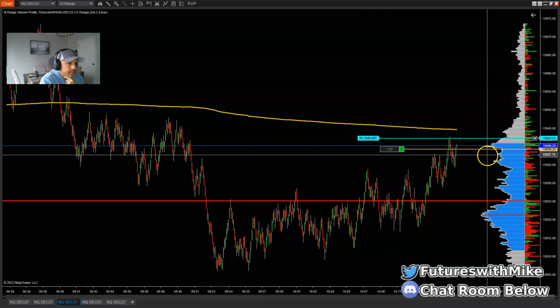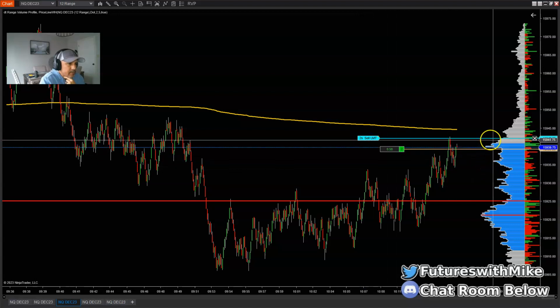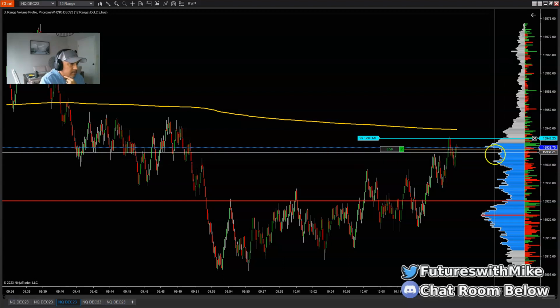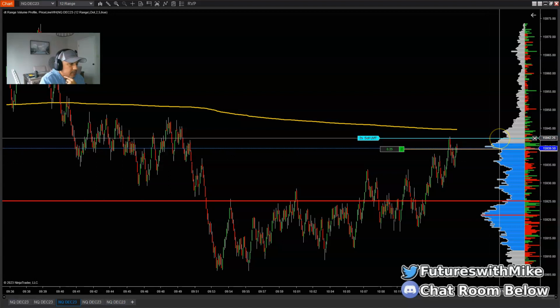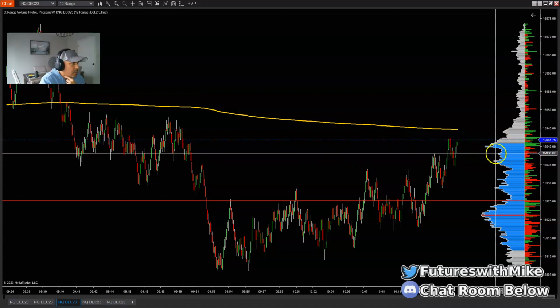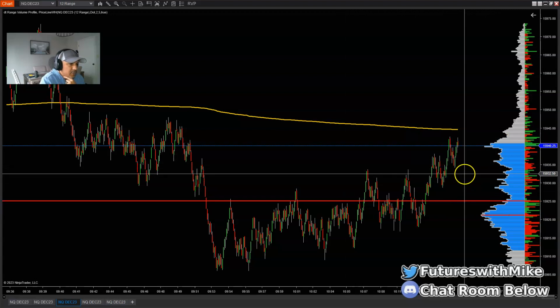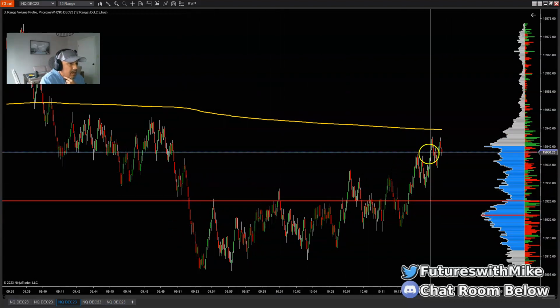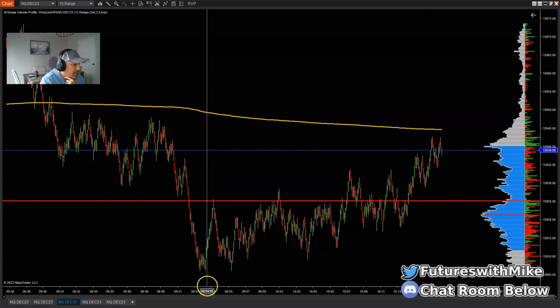Come on. There we go. Quick little scalp to the top there. Just a little small pullback, small little area of demand here. Moving to the upside, making higher highs and higher lows. Three small little scalp entries on the NASDAQ.